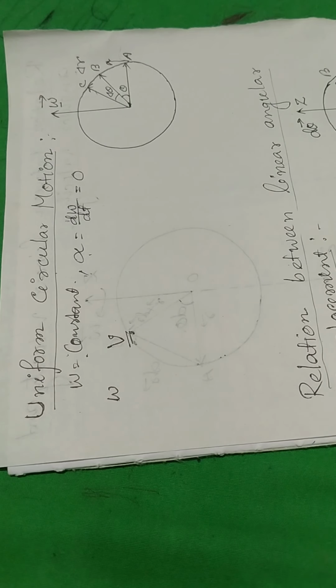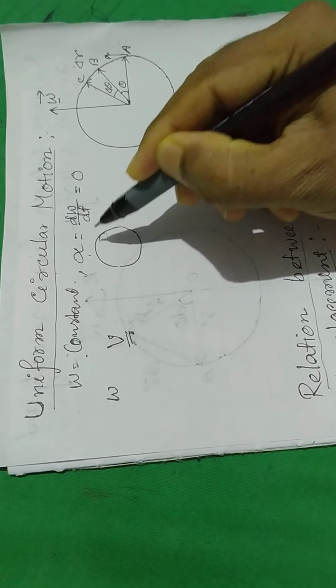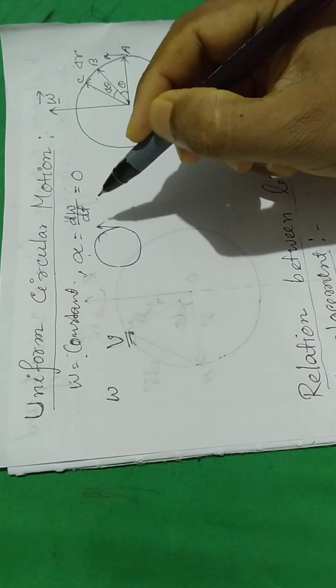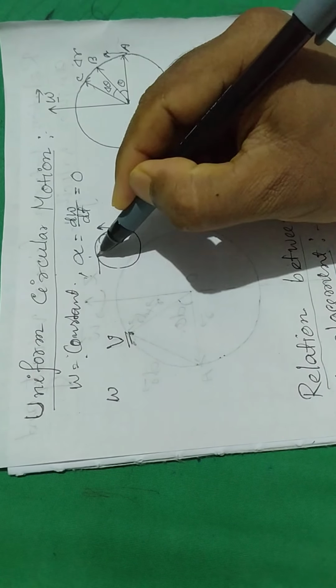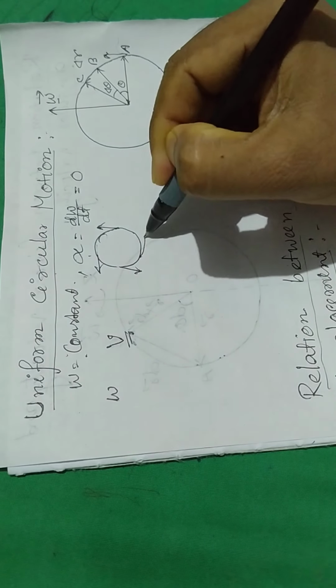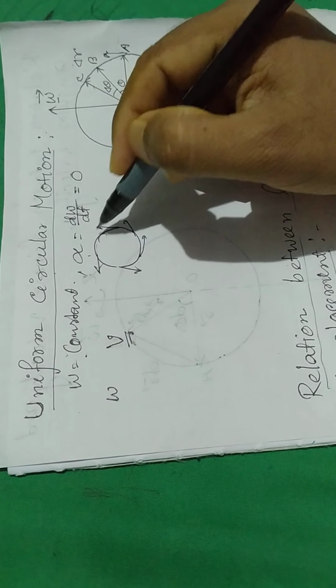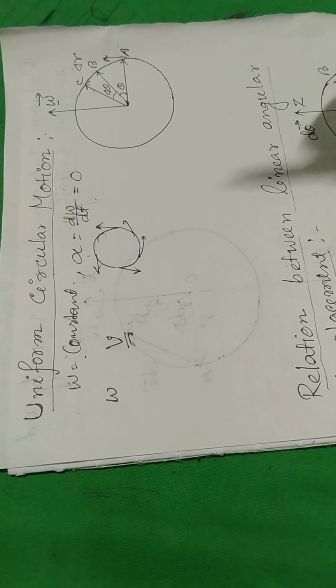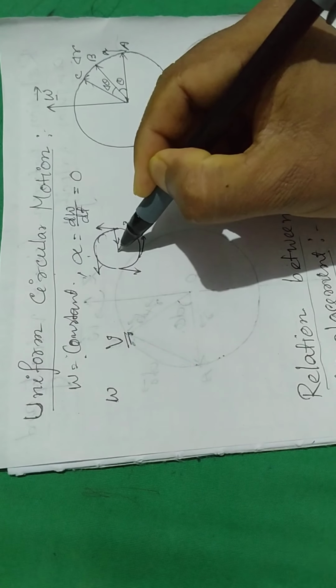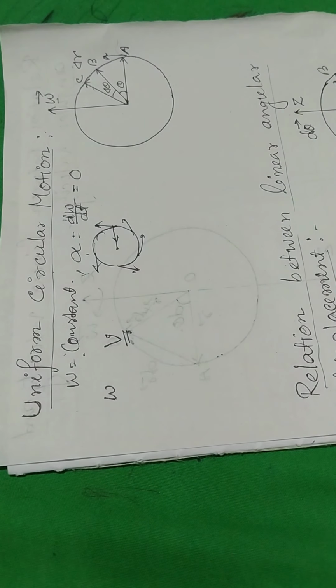The change in linear velocity of the object results in acceleration, which is always directed along the radius of the circle towards its center. So when the body is moving along a circular path, at any point if you draw the tangent, the tangent gives the direction of the velocity. So here the direction is continuously changing. Due to the change in direction of the velocity, acceleration is produced, and this acceleration is always towards the center, along the radius.